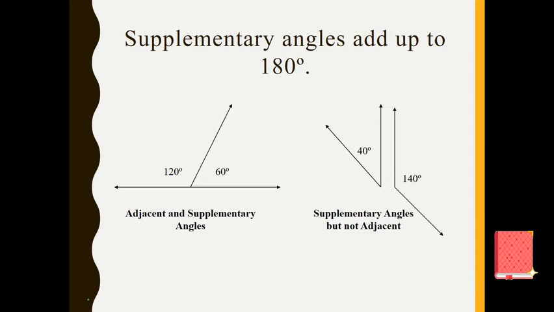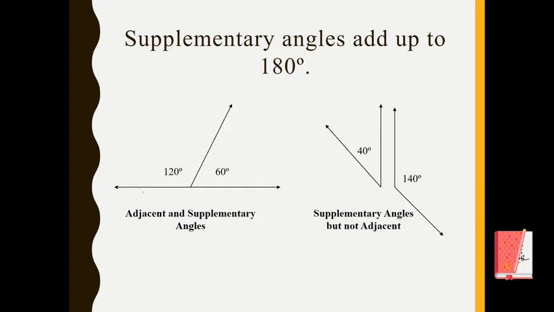Now, supplementary angles add up to 180. Please make sure you write this down. Supplementary angles add up to 180. Now, supplementary angles can be adjacent. Example over here, you can see that these set of angles are supplementary. Not only are they supplementary, they're also adjacent. Okay, now these ones are supplementary, but they're not adjacent, meaning if you add the angles together, it's going to be equal to 180.